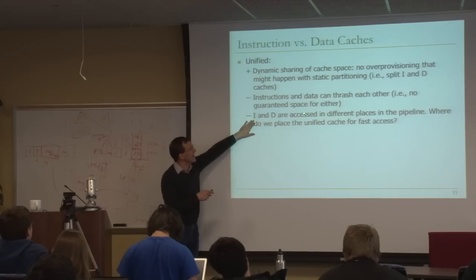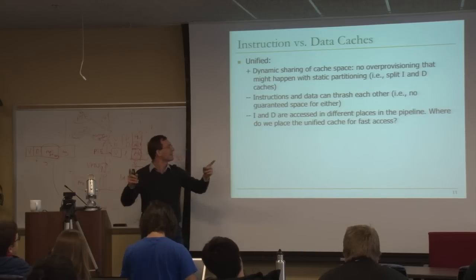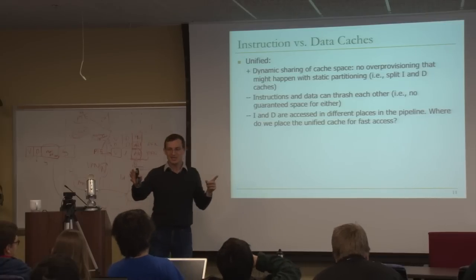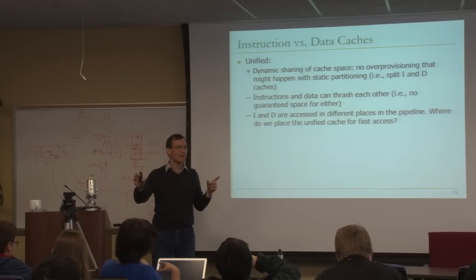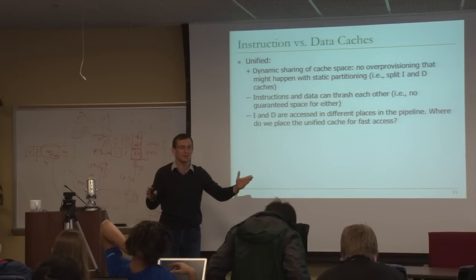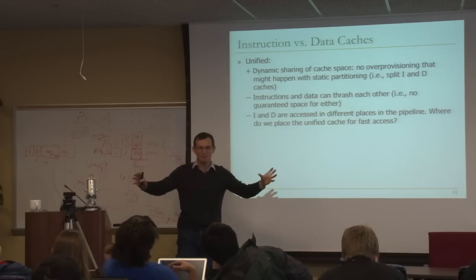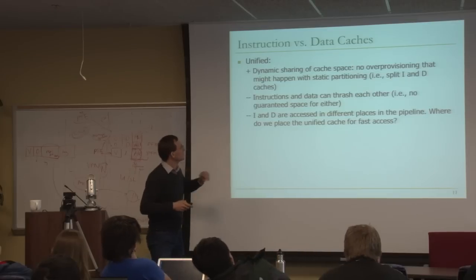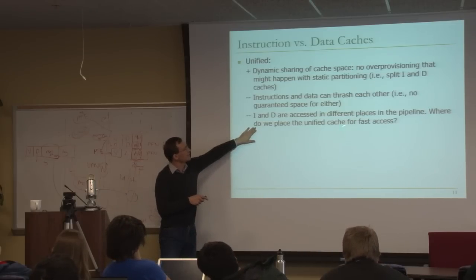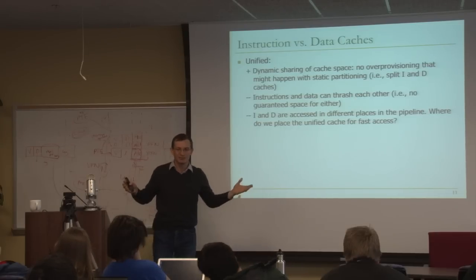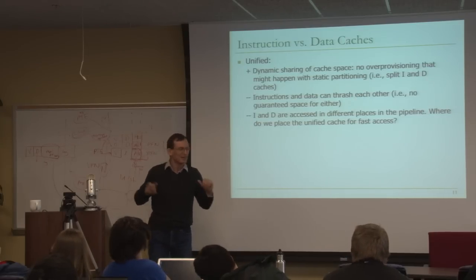Instructions and data are actually accessed in different places in the pipeline, right? Data is accessed in the data memory stage, the memory stage. Instructions are accessed at the beginning of the pipeline, at the front end. And these are actually far away from each other if you design a big machine. So the key question is, where do you place a unified cache for fast access? Well, there's no good answer to this.